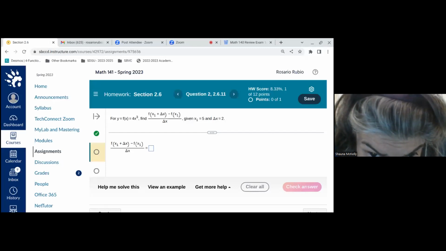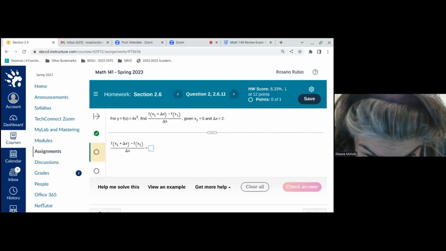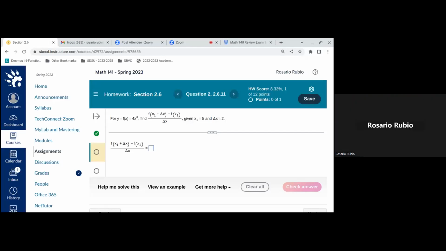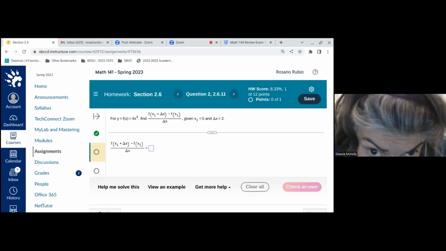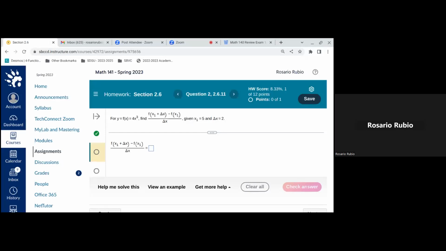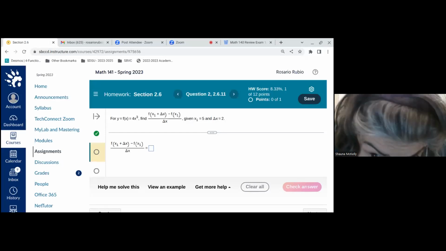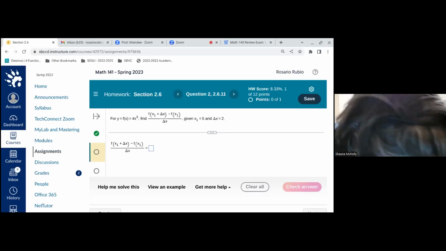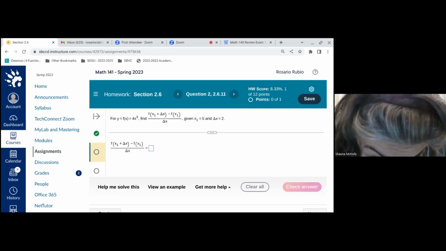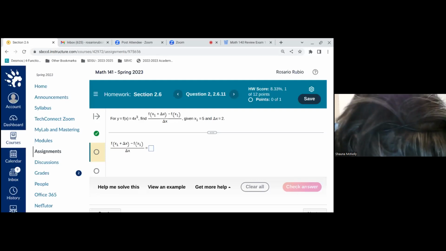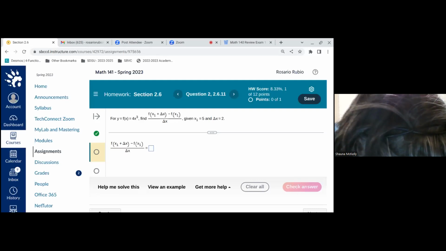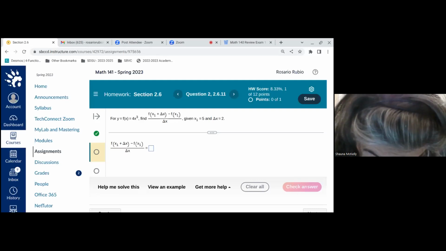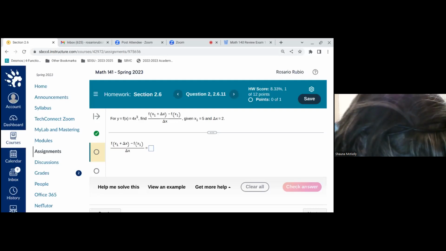Okay, now here it says for y equals f of x equals 4x cubed, find f of x1 plus delta x, minus f of x1, over delta x. Given that x1 is 5 and delta x is 2.